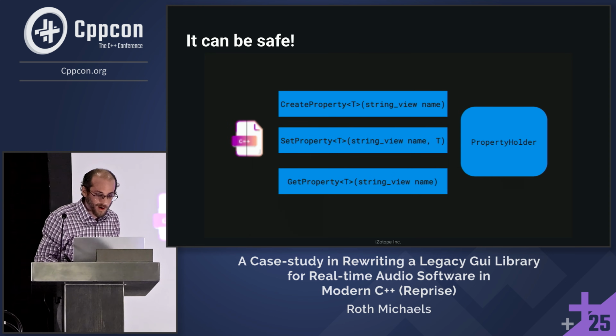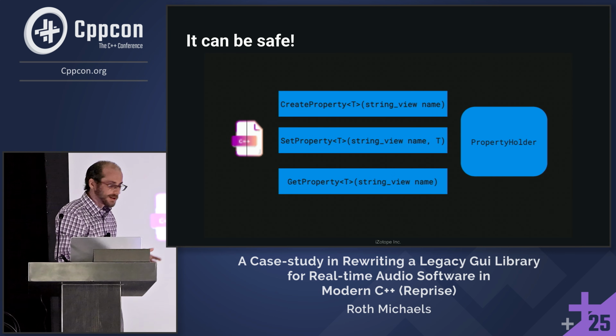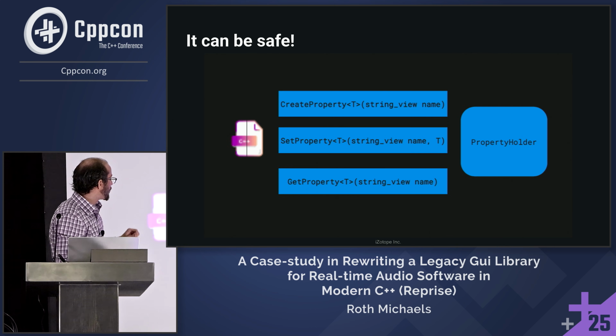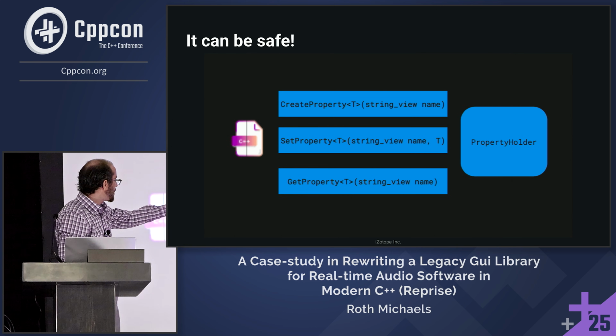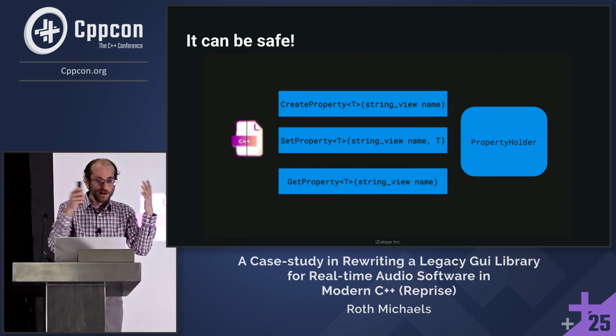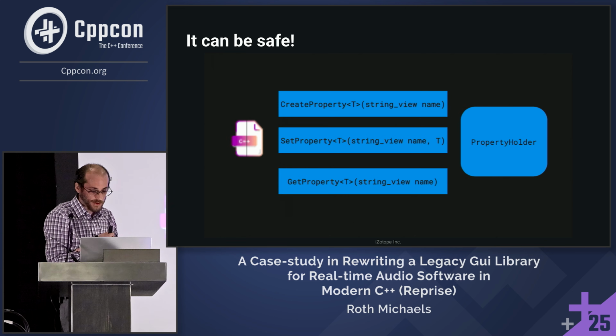So this can be safe because from the C++ side, we can know that anytime we're calling set property from C++, if we can enforce that, get rid of these names and enforce that the name and the T always match and are always found, these can become compile time errors. And I'll show you what this looks like.